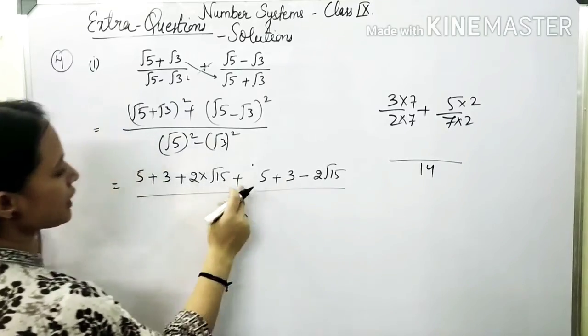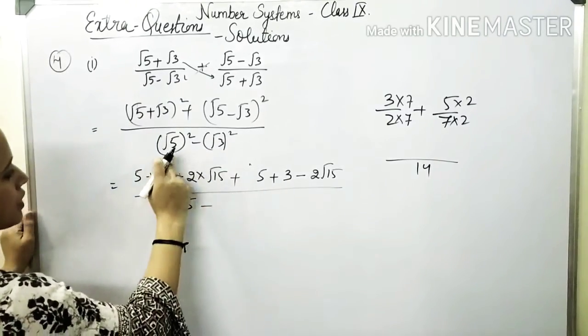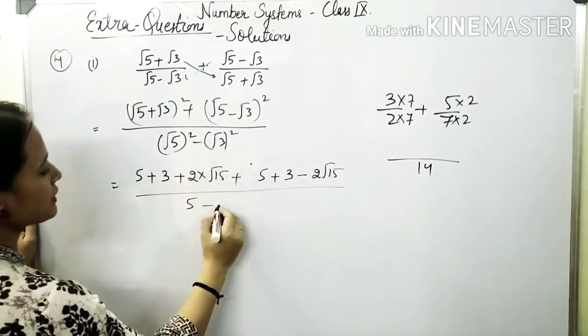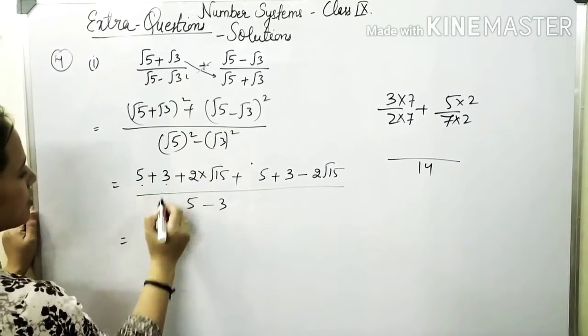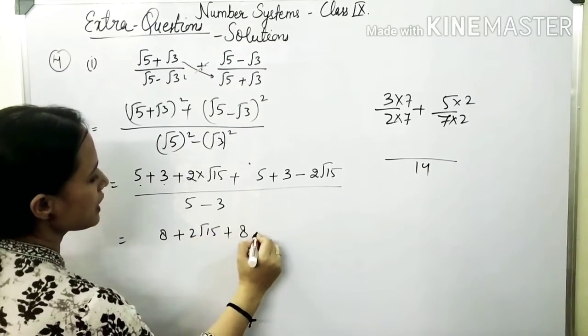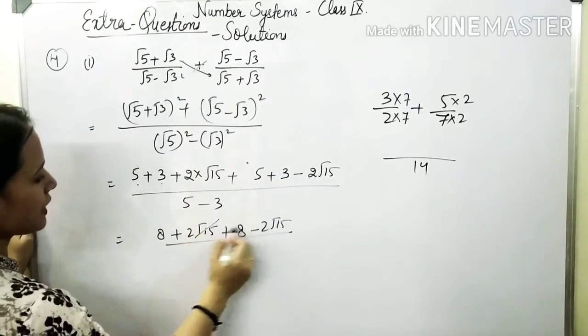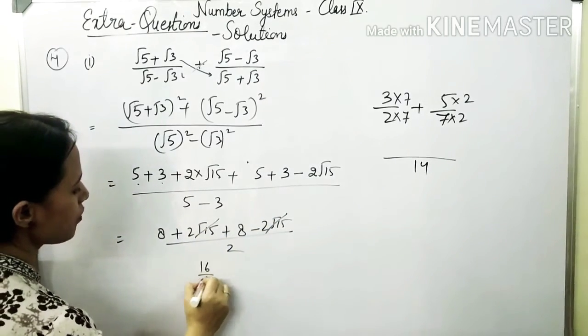I am directly doing it here. You can first apply the identity and then you can solve. Okay, so this will give us 5 plus 3. So you can see here we are getting 8 plus 2 root 15 plus 8 minus 2 root 15 upon 2. So this will get cancelled and we are getting 16 upon 2.